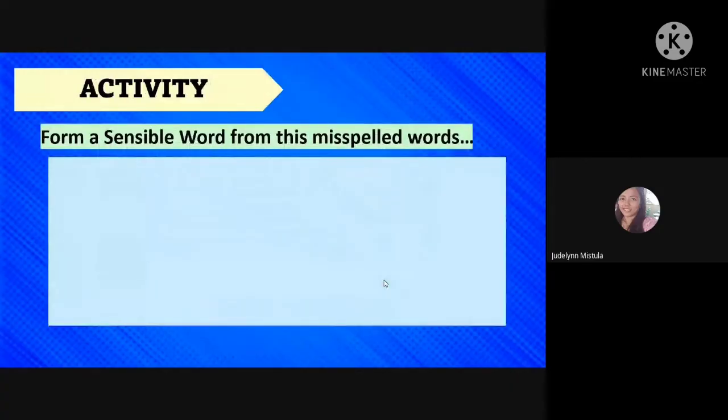Since we have reviewed, let us now proceed with our activity. You will be given words which are misspelled. You have to rearrange these letters to form a sensible word.